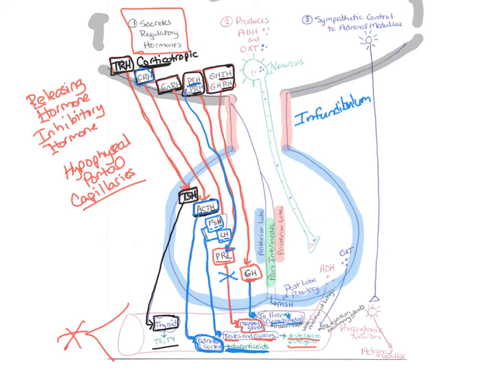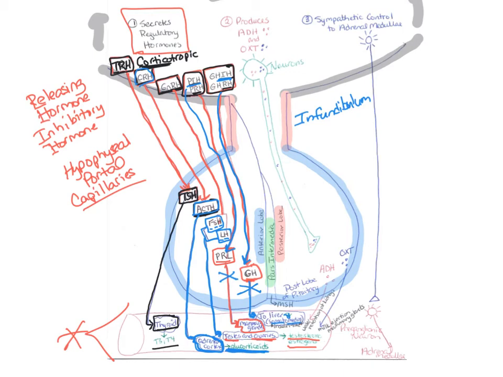Then we also have that growth hormone inhibitory hormone. So when GHIH is released from the hypothalamus, it will target the cells in the anterior pituitary and it will stop growth hormone from being released from the anterior pituitary. So then that's it for our regulatory hormones.